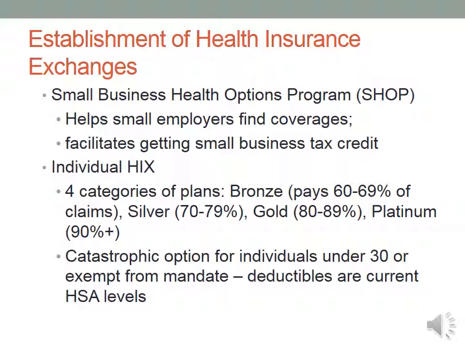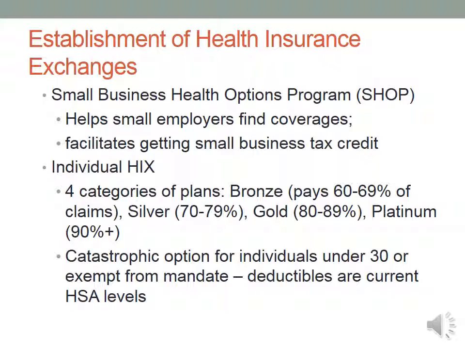Inside the individual health insurance exchanges, there are 4 categories of plans, and I've been talking about metal levels. Let's finally define them. I think this is the first time in the class we've really talked about what I mean. Bronze plans are plans that pay, the plan itself pays on average 60 to 69% of claims, so that you as the individual, through your deductible, coinsurance, copays, pay on average 30 to 40% of the claims.